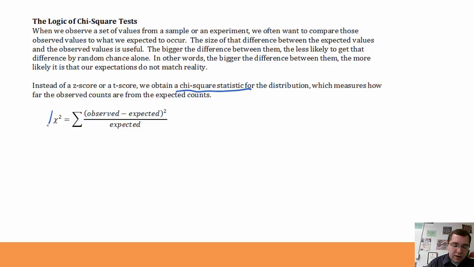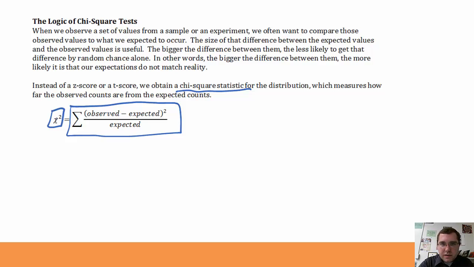This is the Greek letter chi, so this is chi-squared. And this is the formula for the chi-squared statistic. For all three of those tests, it's the same formula. The sum, that's what this capital sigma indicates, of the observed value minus the expected value, squared, divided by the expected value. So observed minus expected gives us the difference between the observed value and the expected value.